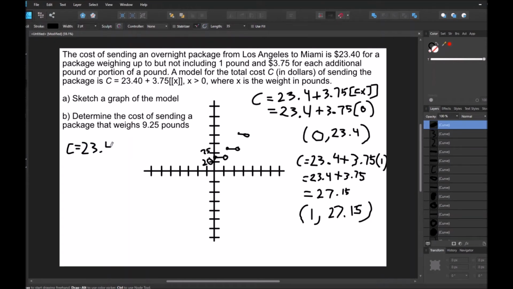23.4 plus 3.75 times the least greatest integer, the least greatest value integer of 9.25, evaluated at 9.25.